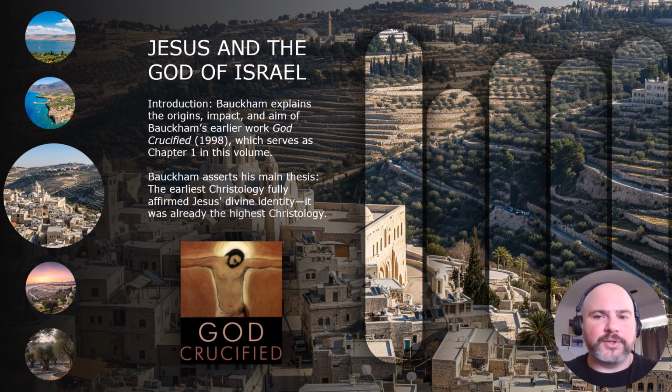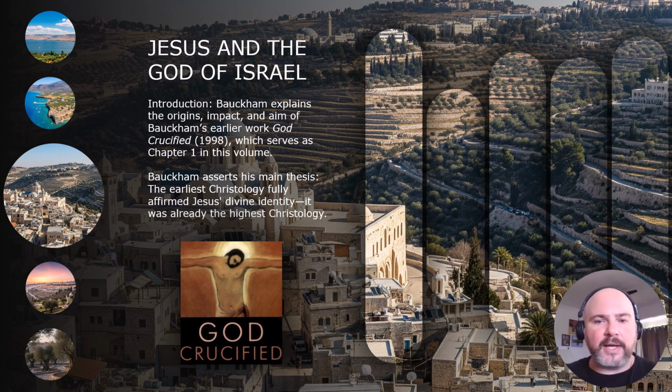Summary of Bauckham's introduction. In the introduction, Bauckham goes into detail about his first book, God Crucified, which he published in 1998, and launched the thesis, an idea of Christology of divine identity. In that work, his main thesis is that the earliest Christology fully affirmed Jesus' divine identity. It was already the highest Christology. Jesus is included in God's unique identity, not a semi-divine figure.